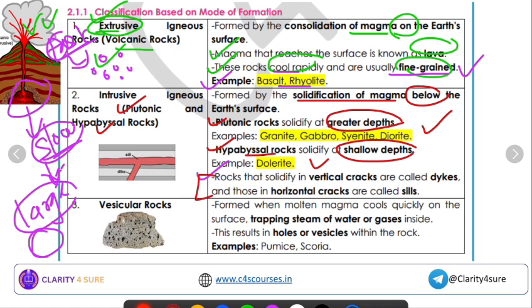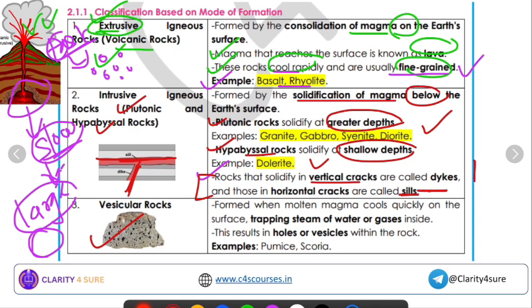And yes, there is one more concept, the sill and the dike. When it is solidified in the vertical cracks, then it will be a dike, and when it solidifies in the horizontal cracks, then it is a sill. So sill and dike. Okay, so yes. The next concept is the vesicular rocks.